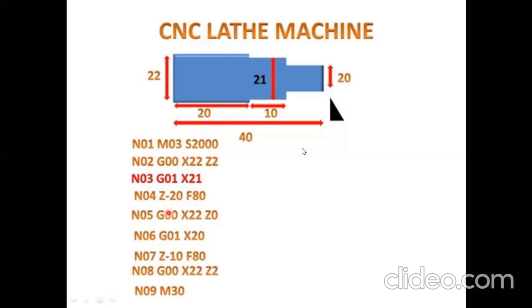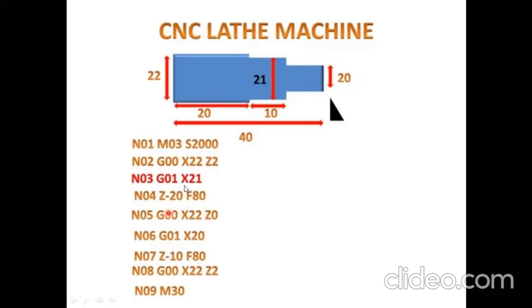Now this tool will move to machine this workpiece by 20 mm. So we have to move this tool in X direction, in upward direction, it is around 21. Why 21? Because your outer diameter is 22. We have to convert this into 21 mm first step. So we have to move this tool from 22 to 21 to carry out this machining operation to cover this length. So this is your third step.